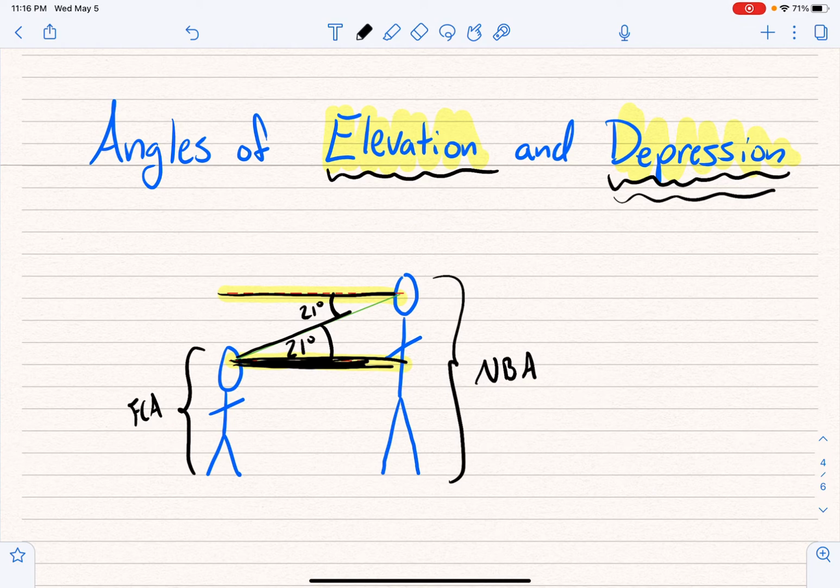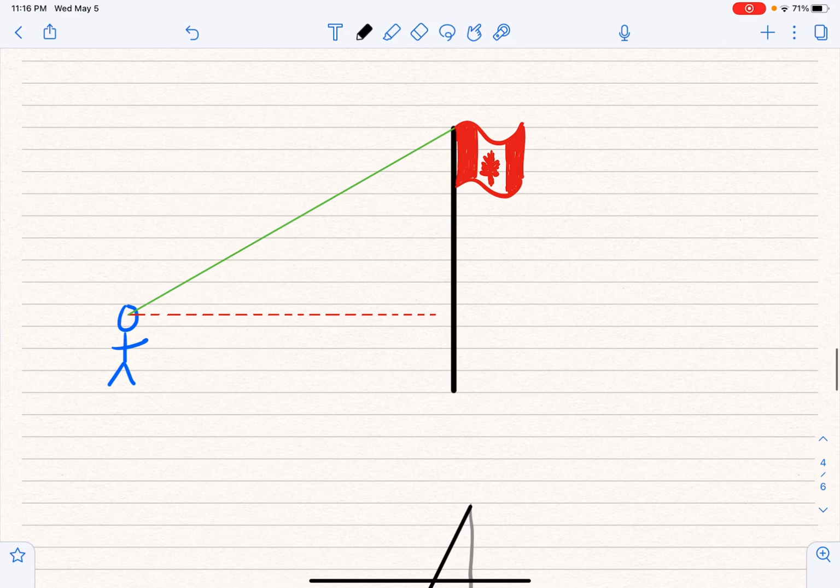Okay, and I hope that that makes sense. So now let's try some situations where we would have an angle of elevation. Okay, so here we go.